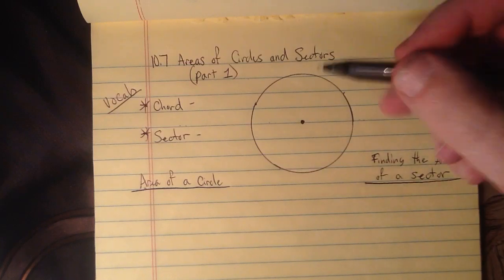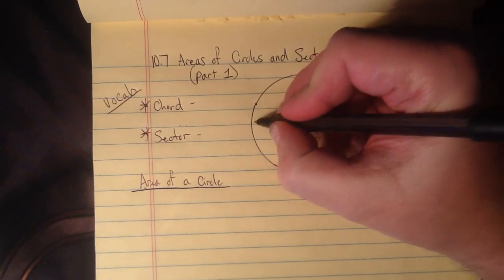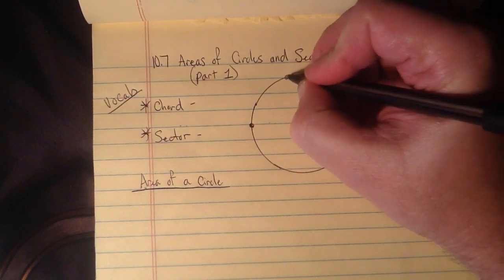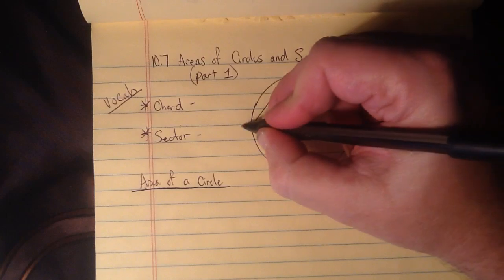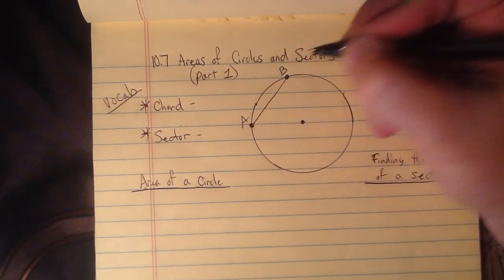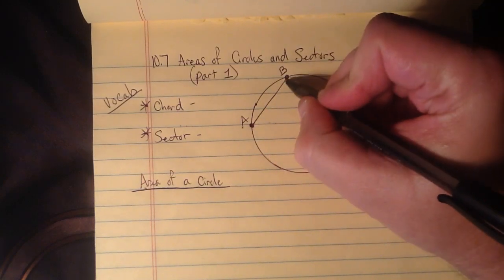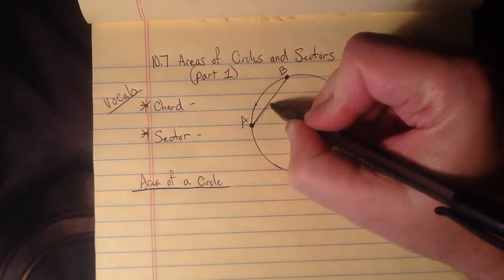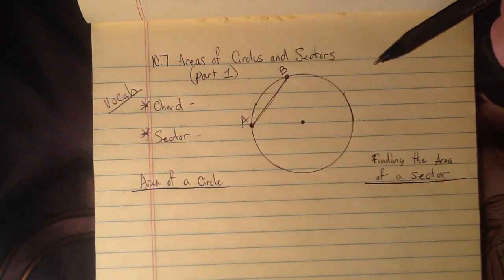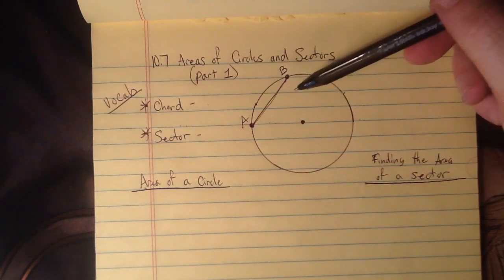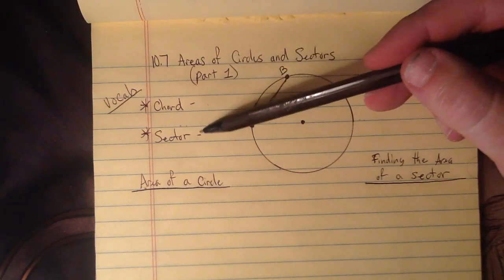A chord basically is a segment whose endpoints lie on the circle. So just as an example, if I take two points that lie on the circle, those become the endpoints, and if you connect them, that's called a chord. So this is chord AB as an example. The distance from A to B with the endpoints on the circle is a chord, C-H-O-R-D. You'll see a little bit more of that on the next video, but today we're focusing mainly on sectors.